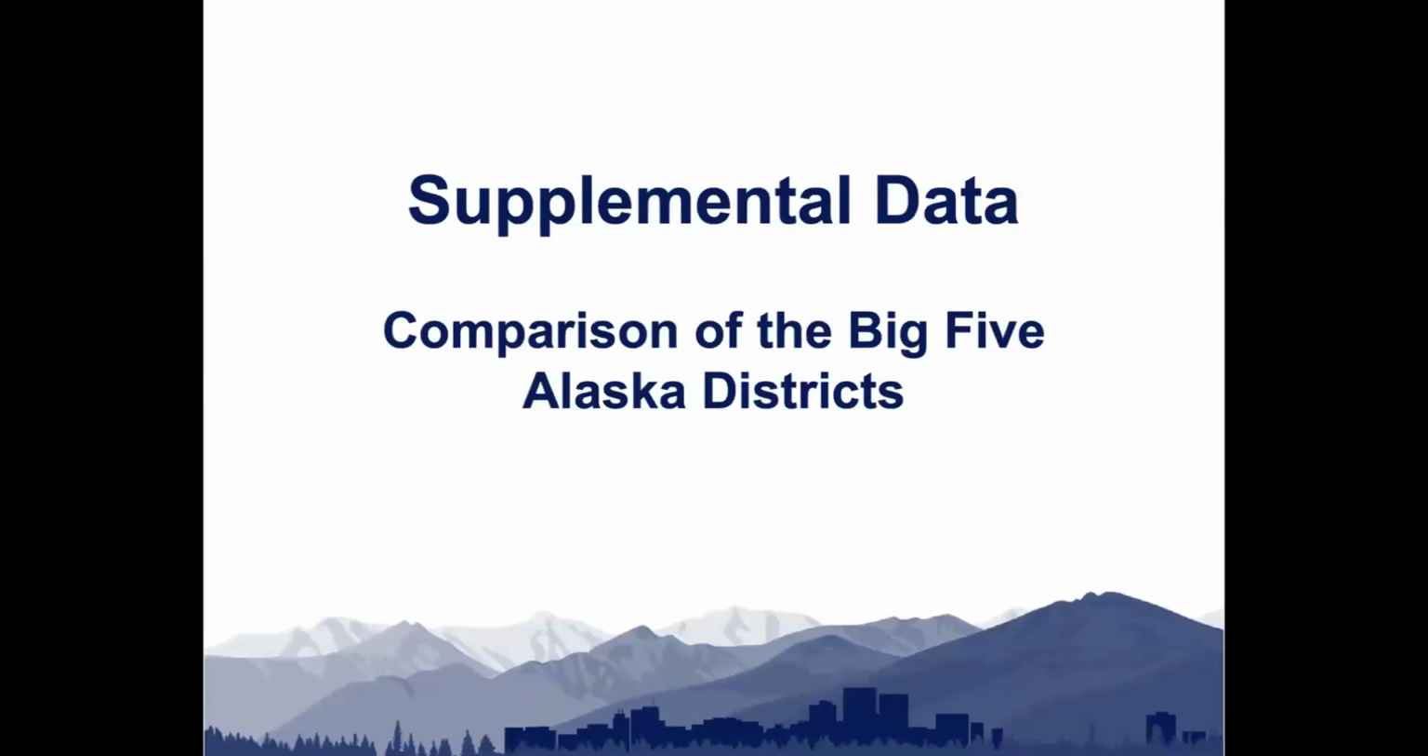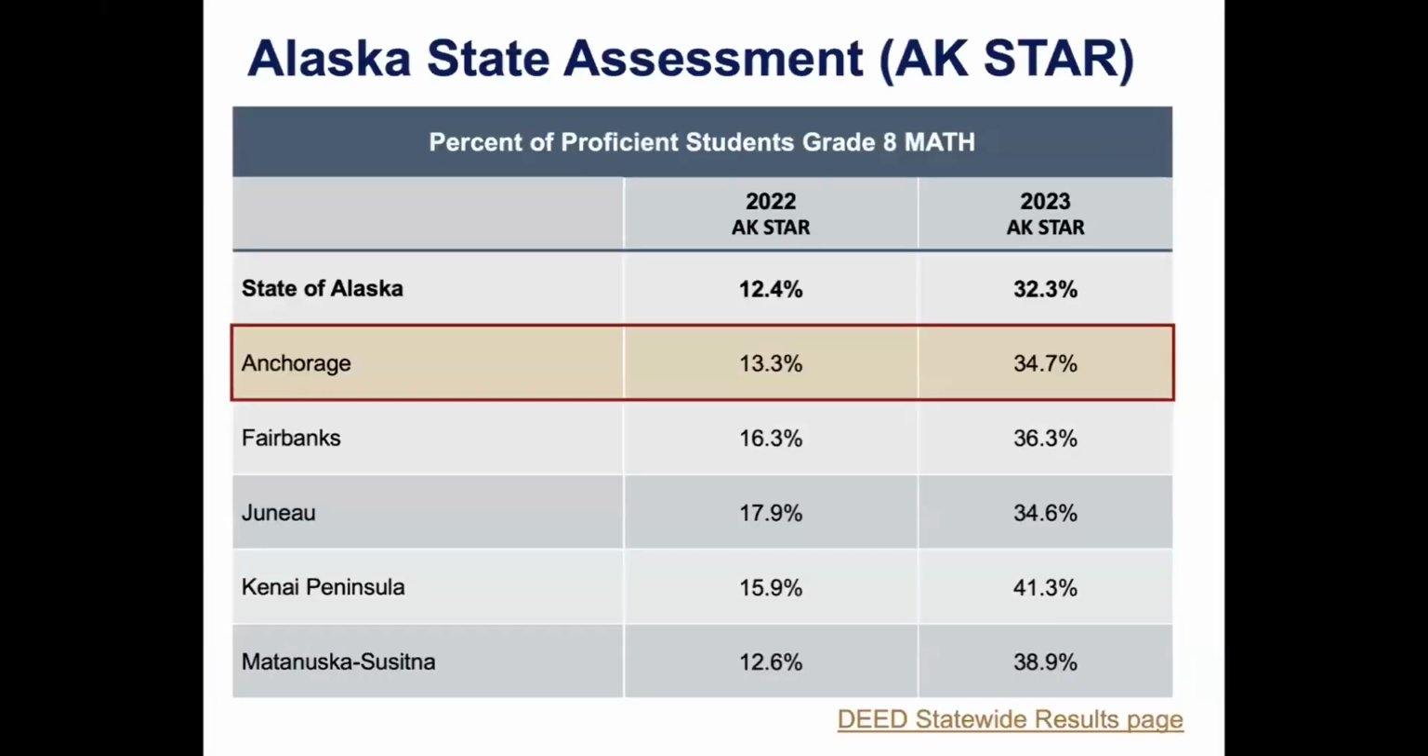So I want to show you a little bit of supplemental data. This is looking at the 5 big school districts to kind of give context of where people are at. And remember, again, going back to that norm, we would expect about 40% to be proficient. So you can see the 5 districts here. And again, this is for 8th grade math. This is the 5 large school districts.